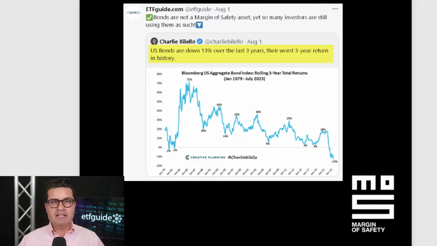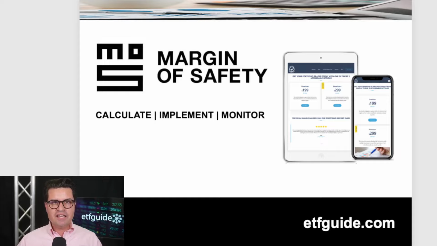Now, that can mean a lot of things. It can mean less income. It can mean more stress. It can mean being pushed back into the workforce. It can mean being forced to liquidate or sell assets that you don't want to get rid of. See, it's a domino effect when you invest without an adequate margin of safety. And so what is the solution? What can help you? Well, 3 things. You've got to calculate, implement, and monitor your portfolio's margin of safety.